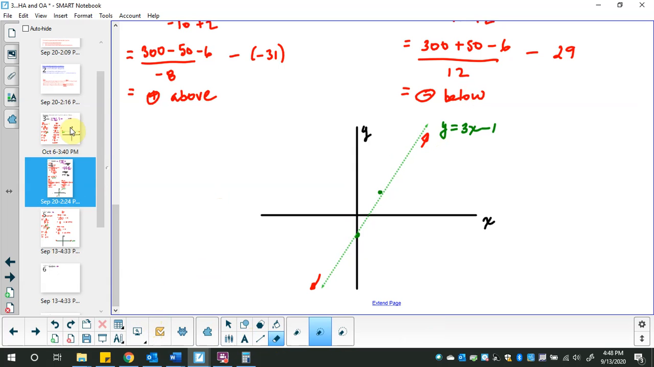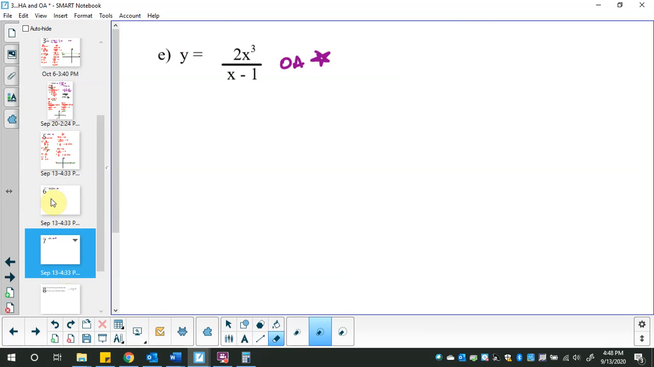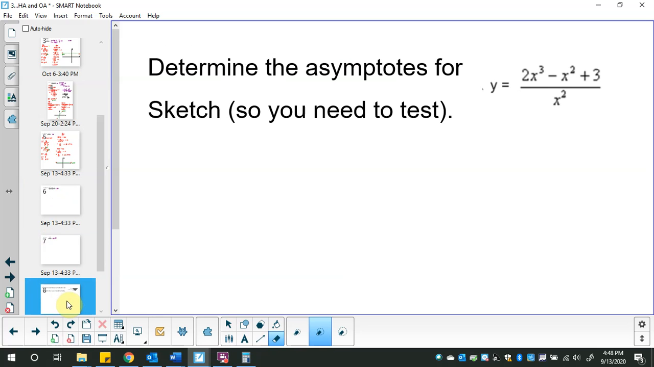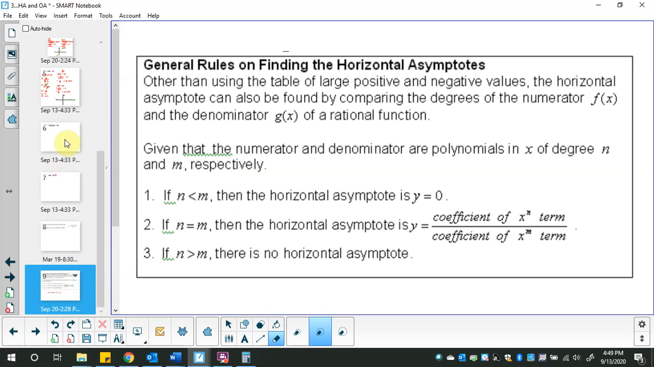Okay, so we've got a graph for that one, a graph for that one, a graph for this one. How about this one? Just checking what else we have to do.